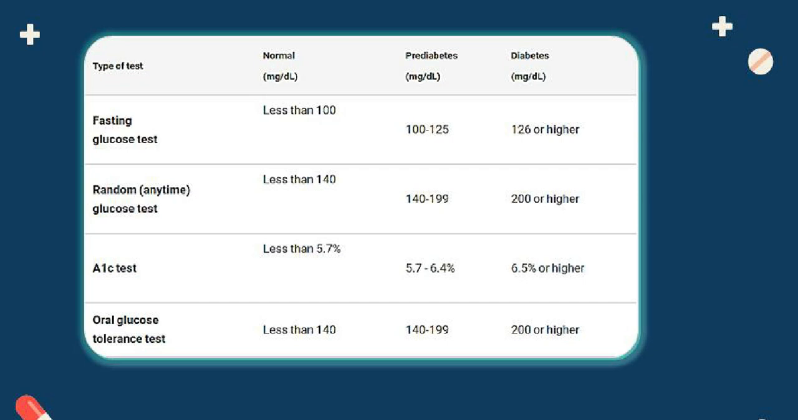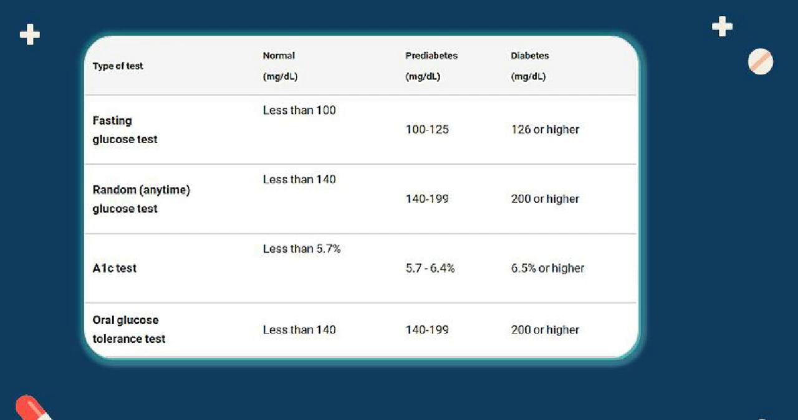This slide explains the ranges of different diagnostic tests in a normal individual, prediabetes and diabetic stage. The range of fasting glucose is less than 100 in a normal individual. For prediabetes it is 100-125 mg, and for diabetic state it is 126 or greater than 126 mg. For the random glucose test it is less than 140 mg in a normal individual. For prediabetes it is 140-199 mg, and for diabetic state it is 200 mg or greater.